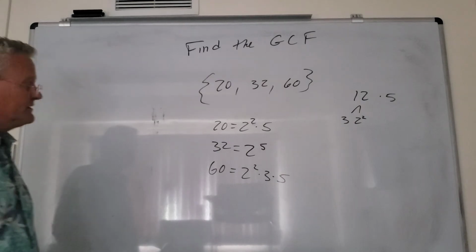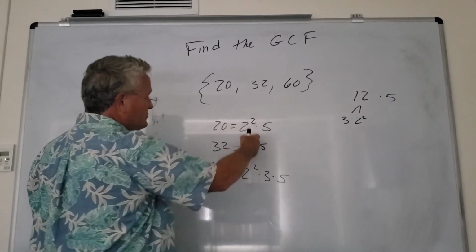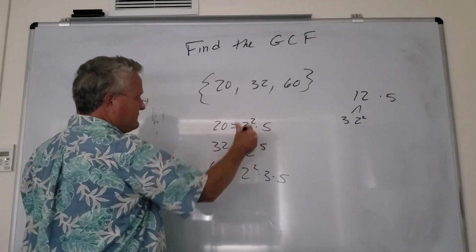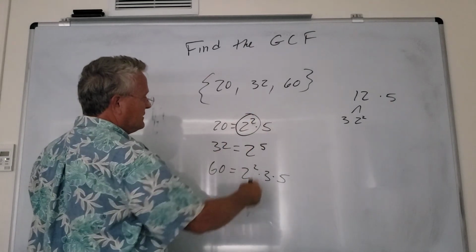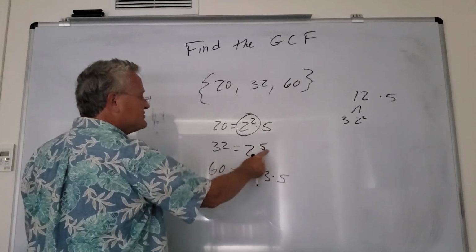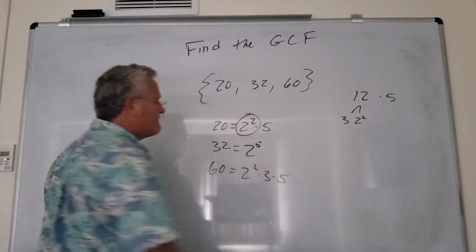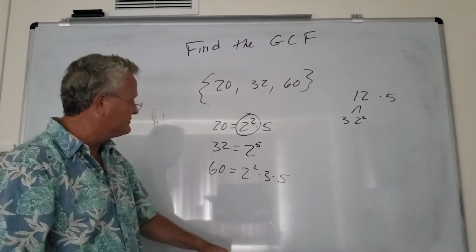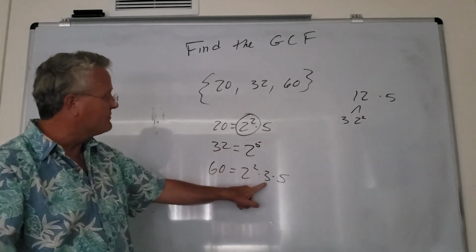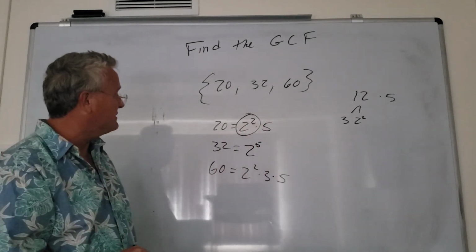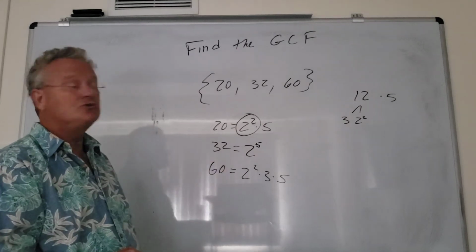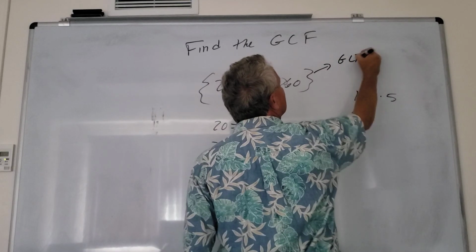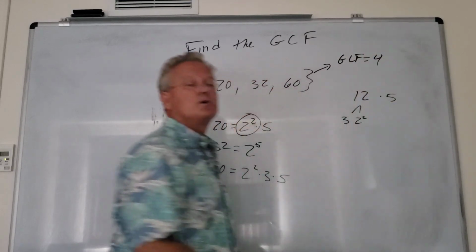So now we compare. We have our 2's. 2 2's is smaller than 5 2's, so pick one of them and circle it. This has no 5. This is 2 to the 5th. So no 5's is smaller than 1 5, but there's nothing there to circle. No 3's is smaller than 1 3, so we don't circle any 3's. So the only thing that's circled is 2 squared. So the greatest common factor for this set of numbers turns out again to be 2 squared, which is 4.